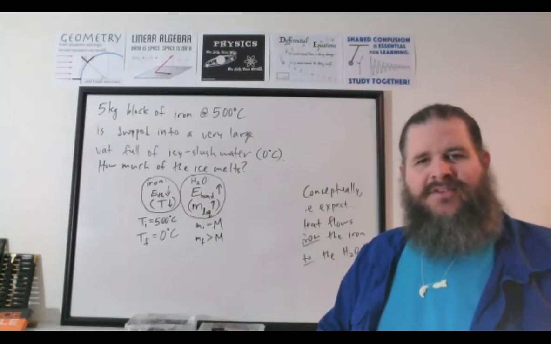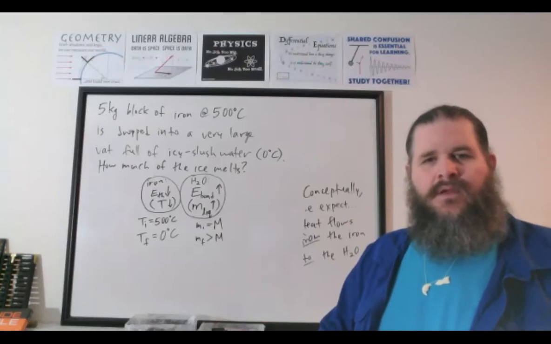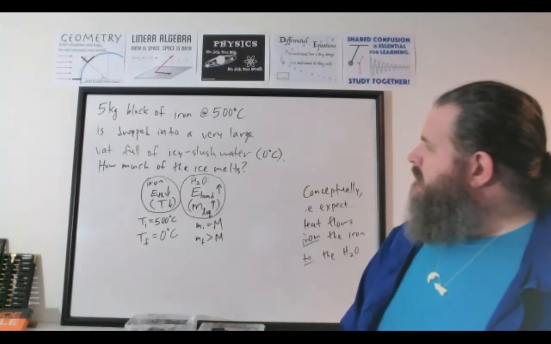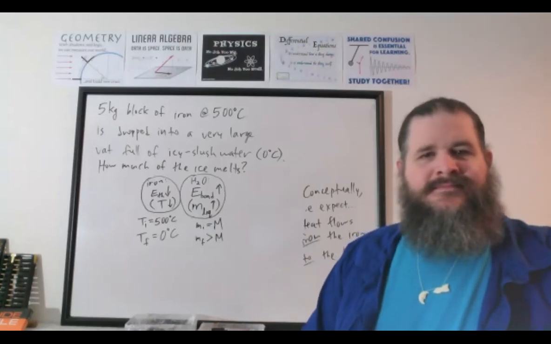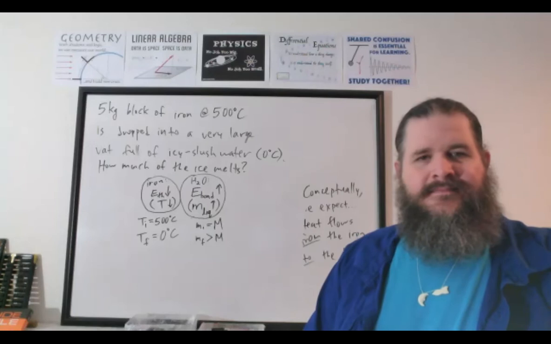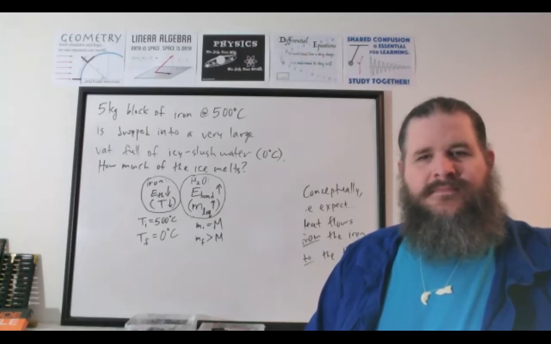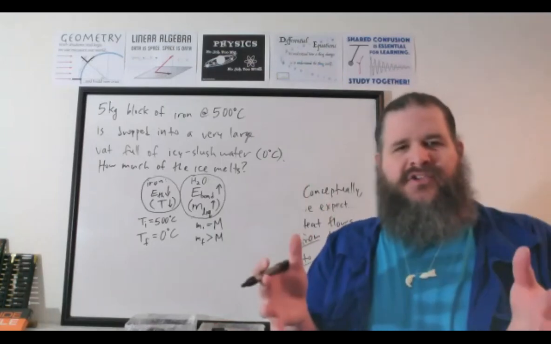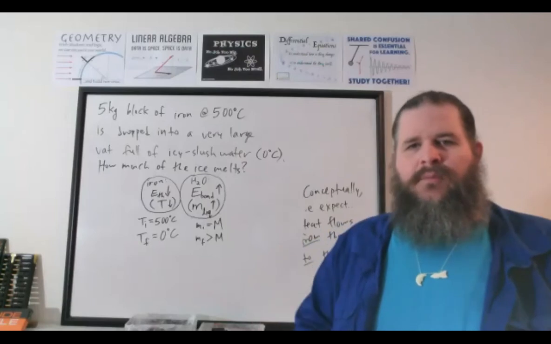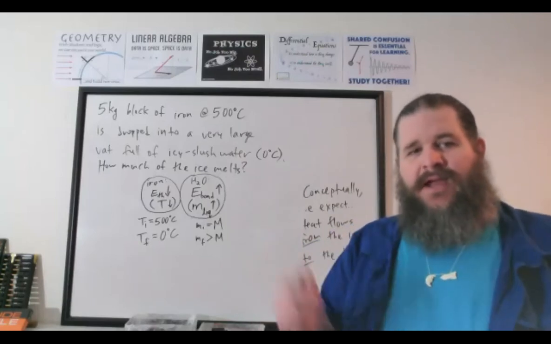Or why would we consider this to be an open system? Does this say anything about heat being exchanged with the environment? It doesn't really specify, right? I mean, if we just take a bunch of snow and drop some iron into it, I would expect the air around it to play a role there.